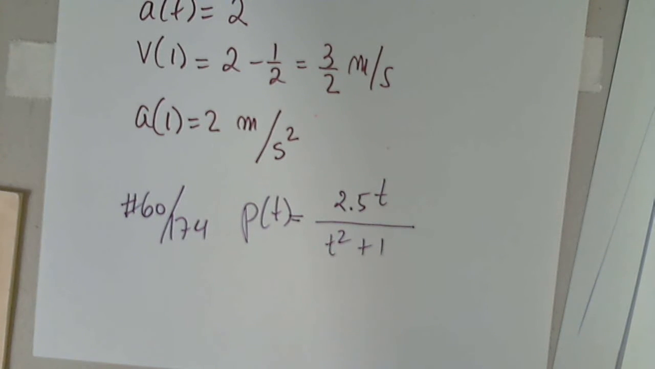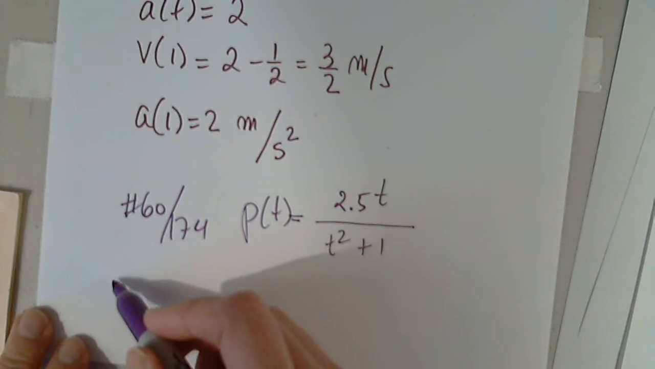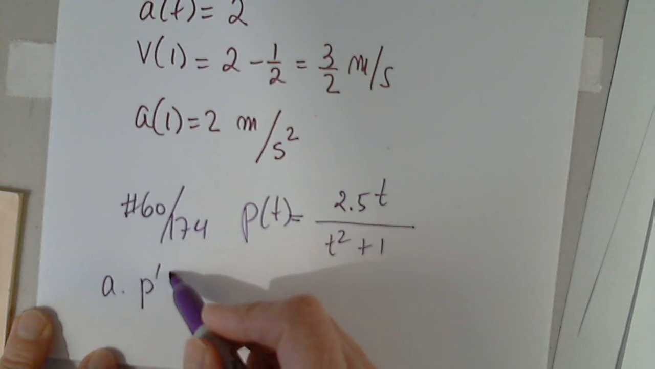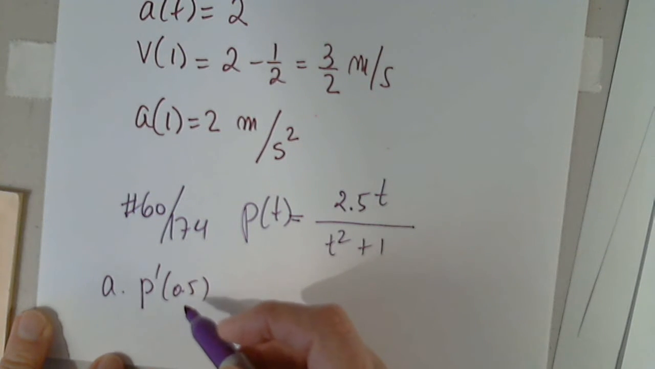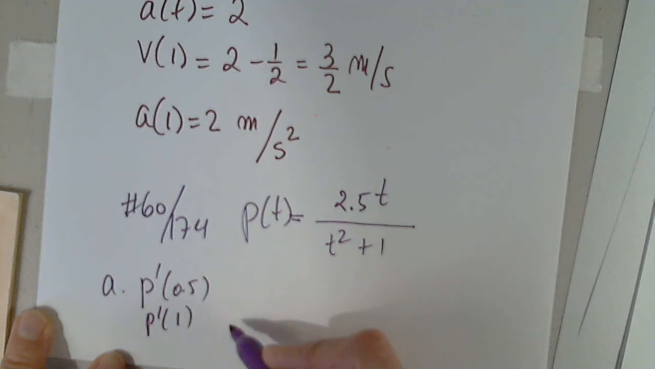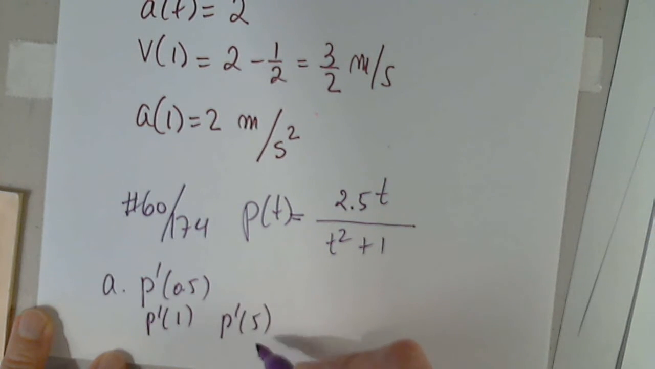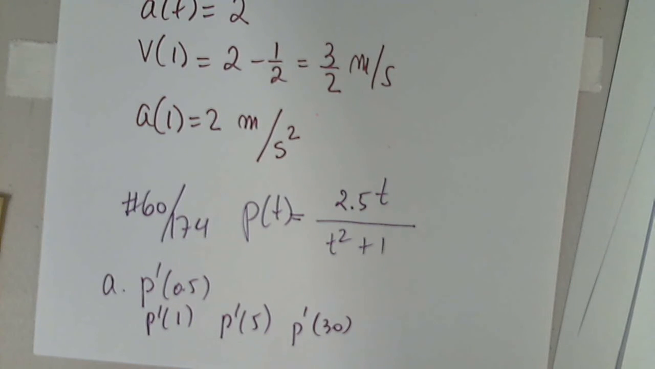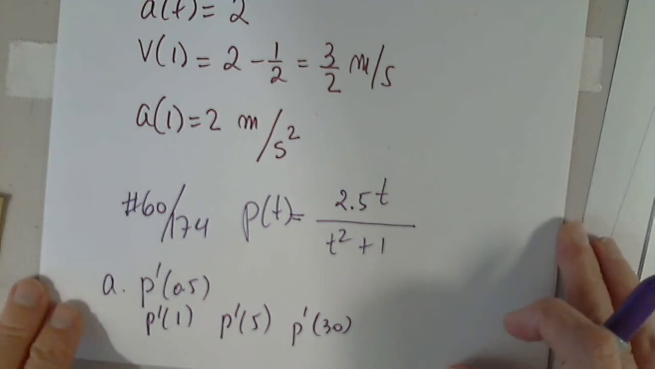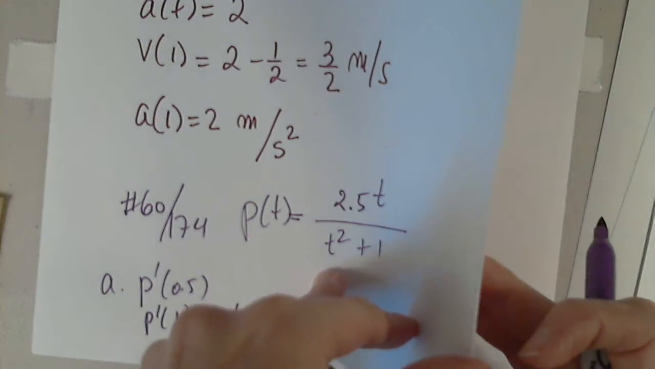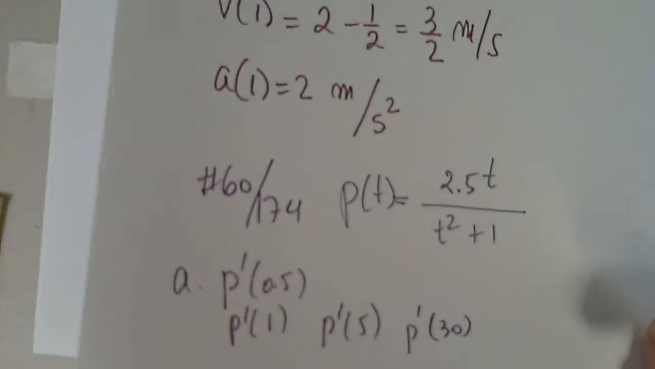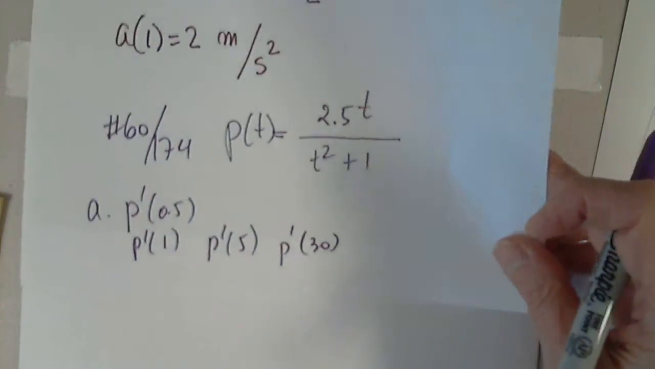They're asking us to find in part A P prime of 0.5, P prime of 1, P prime of 5, and P prime of 30. And then they're asking us to determine the same thing for the second derivative. So first let's find those derivatives, and we will create a table and plug them in.